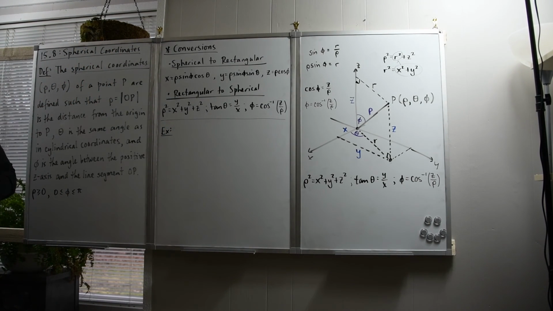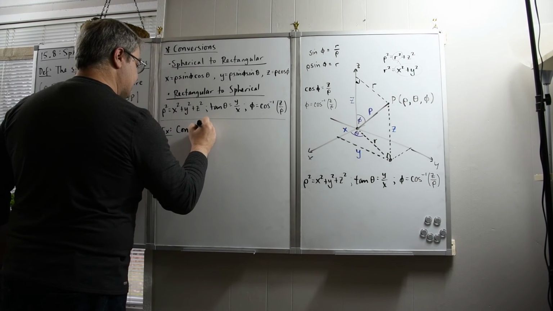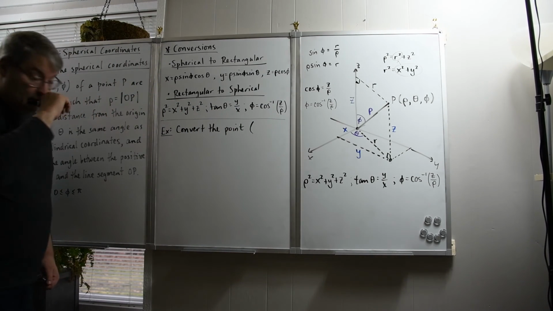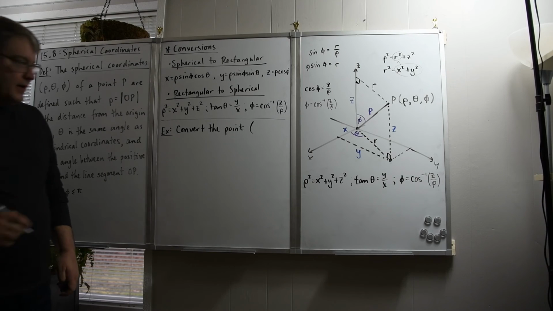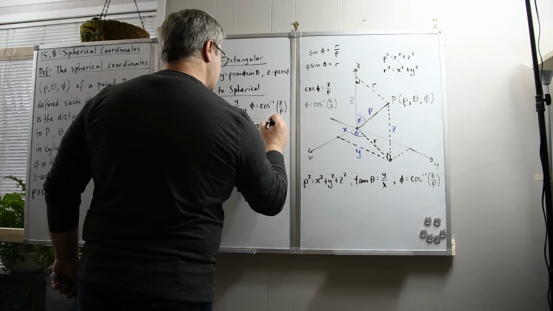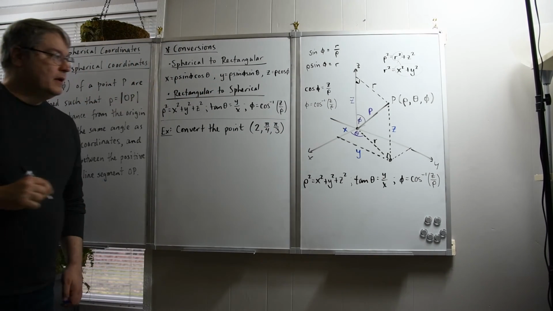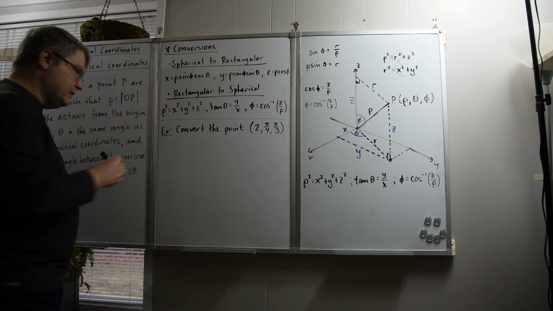And so for this example, we're going to convert this given point. And this point has coordinates 2, pi over 4, and pi over 3. So we're going to convert that point from spherical to rectangular coordinates.